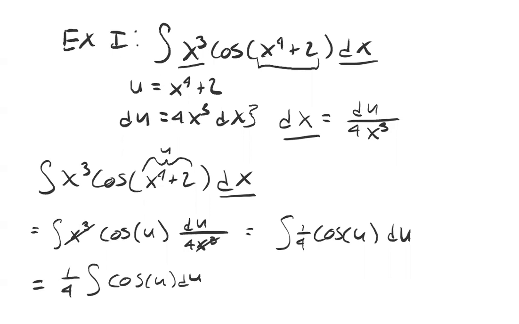This integral I can now do pretty simply. If you look back at the beginning up here, you're not going to be able to think up an antiderivative for it very easily. But this one I can do pretty easily. The integral of cosine is, of course, sine of u plus a constant.